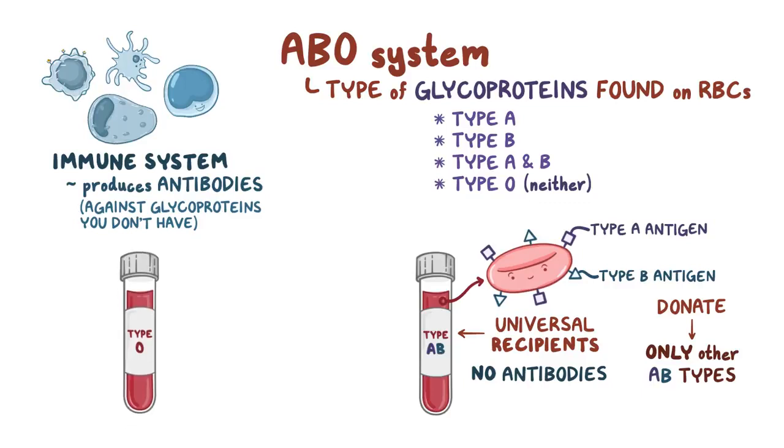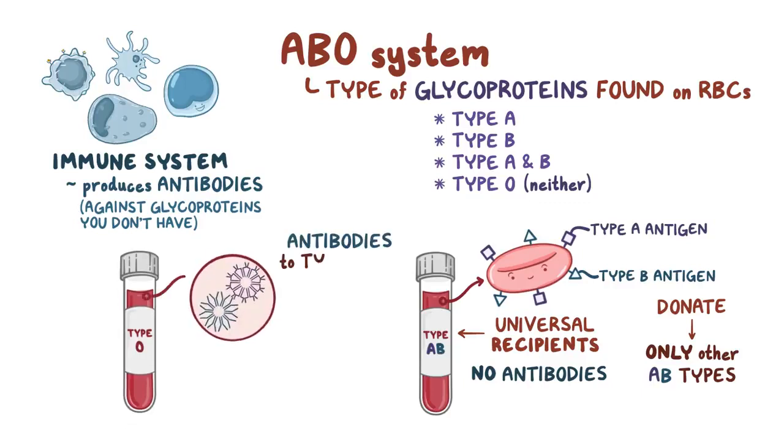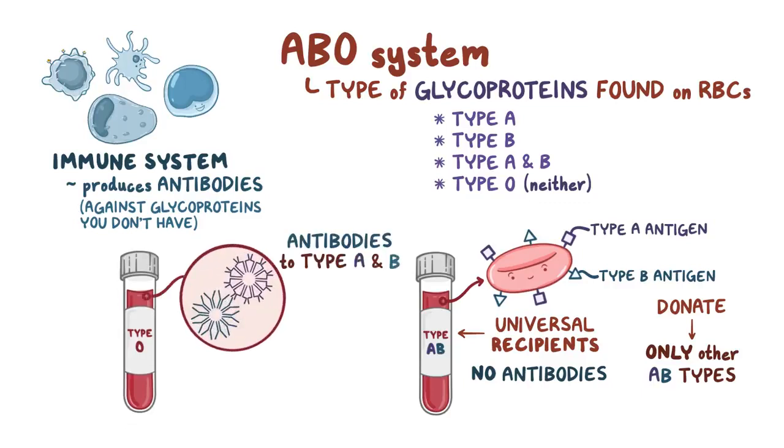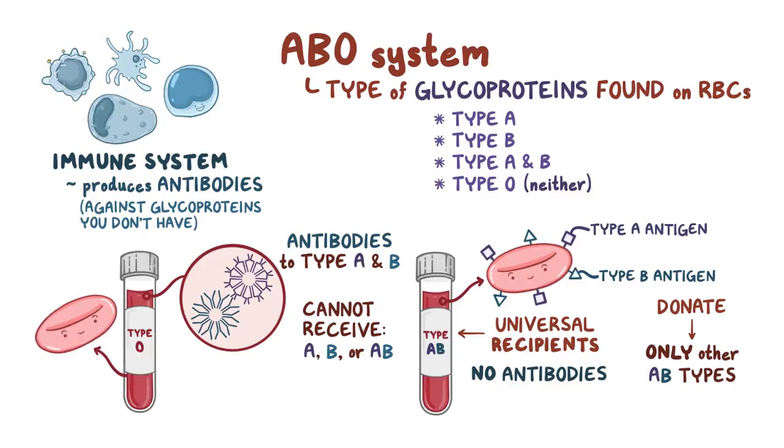On the other hand, people with type O blood have antibodies to both A and B glycoproteins, so they can't receive type A, type B, or type AB blood. But since their red blood cells don't have type A or type B antigens, they can donate blood to anyone. They're the universal donors, good at giving but bad at receiving.